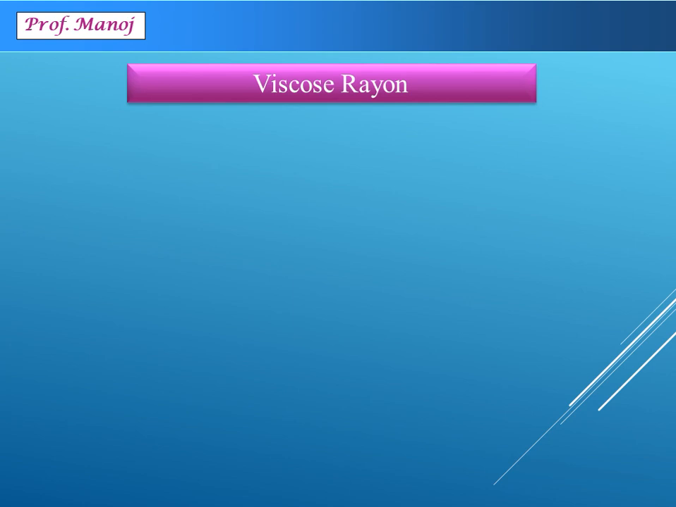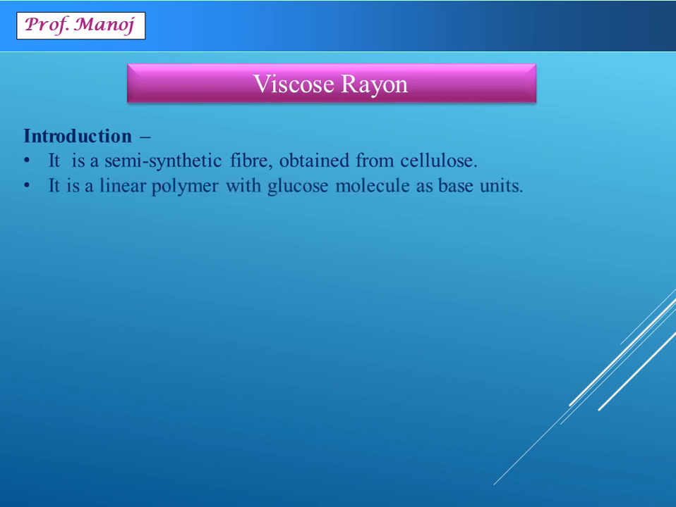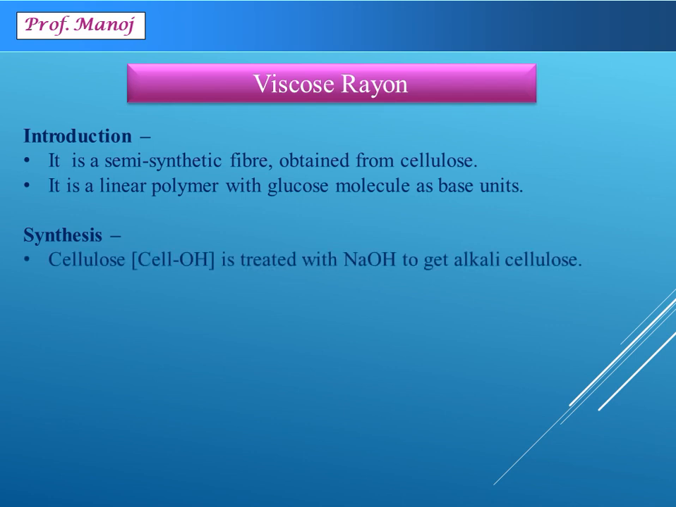We take up now a synthesis of a chemical called viscose rayon. This is an example of a regenerated fiber. Regenerated fibers are obtained from natural material. In this case, it is obtained from cellulose. This is a linear polymer with glucose molecules as a base unit. There are multiple steps in this synthesis. First, cellulose is treated with sodium hydroxide to get alkali cellulose. Now, as we know, cellulose has a little complex structure. So we are representing it with a simple structure, CellOH.